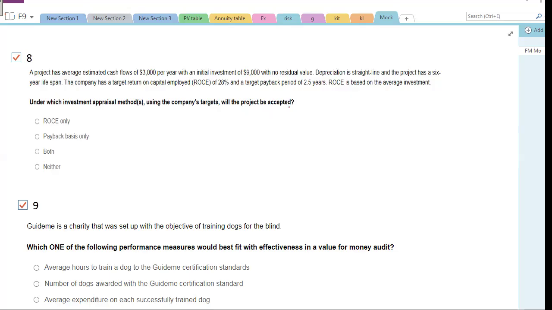Okay. So we can see that there are two investment appraisal methods, return on capital employed and payback period, given to us, right? The project has an average cash flow per year this much, with an initial investment of 9,000, no residual value. Depreciation is straight line, and the project has a 6 years lifespan. The company's target return on capital employed is 28% and target payback period is 2.5 years. The return on capital employed is on average method basis.